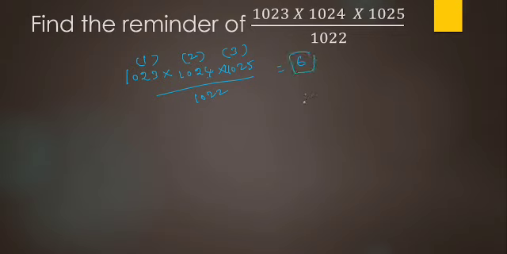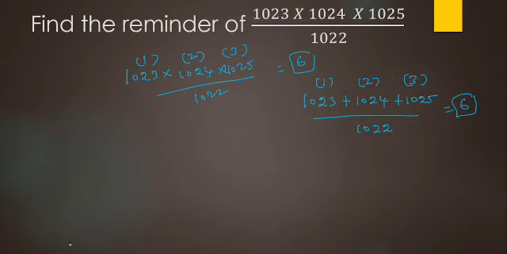Now we can actually solve the same case for addition also. 1023 plus 1024 plus 1025 divided by 1022. This is 1 more, this is 2 more and this is 3 more. Now 1 plus 2 is 3, 3 plus 3 is actually 6. So you will get the same answer here. Now let us apply another mechanism for another problem.